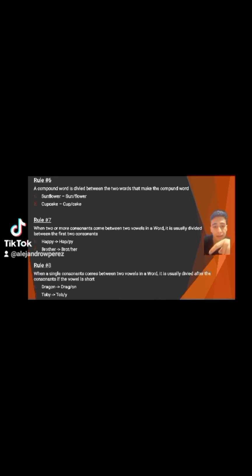Rule number 8. When a single consonant comes between 2 vowels in a word, it is usually divided after the consonant if the vowel is short. Dragon, drag-on. Toby, top-E. So, the rule number 9. When a single consonant comes between 2 vowels in a word, it is usually divided before the consonant, and just if the vowel is long.